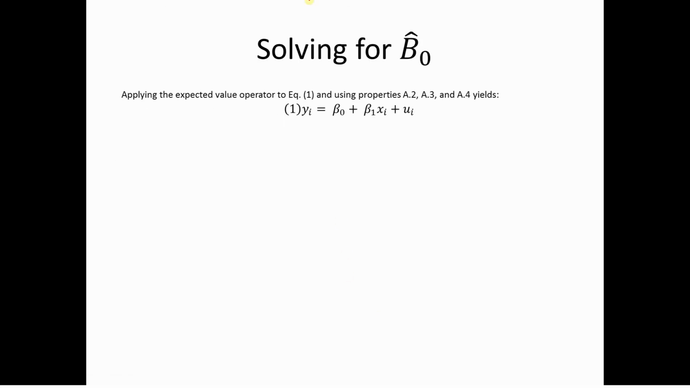Now we can solve for beta naught hat. Applying the expected value operator to equation 1 and using the properties just discussed, we end up with an equation that looks like this. Essentially, what we're doing is taking the mean of both sides of the equation.